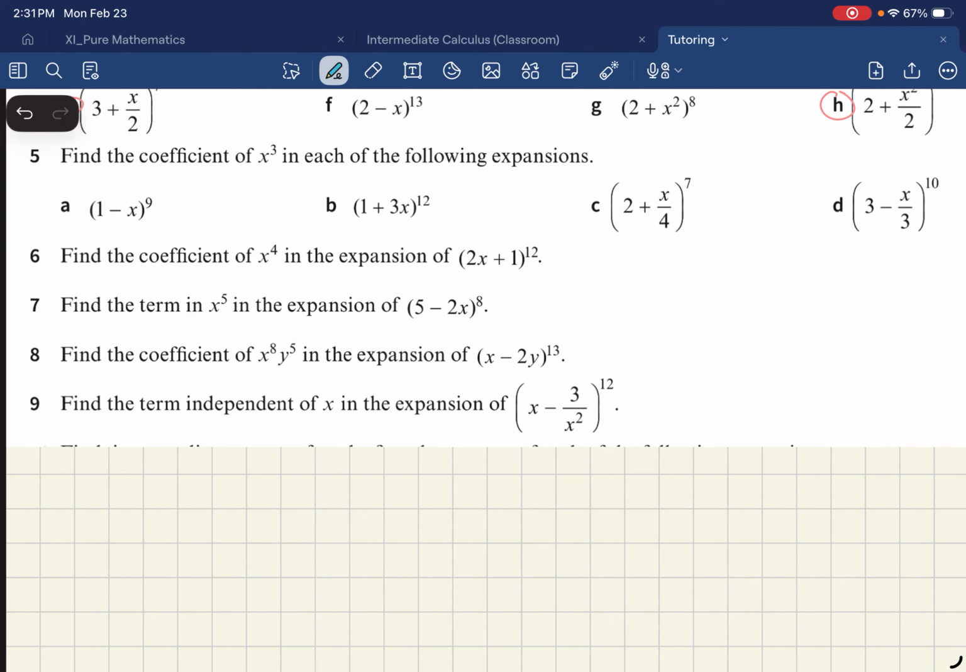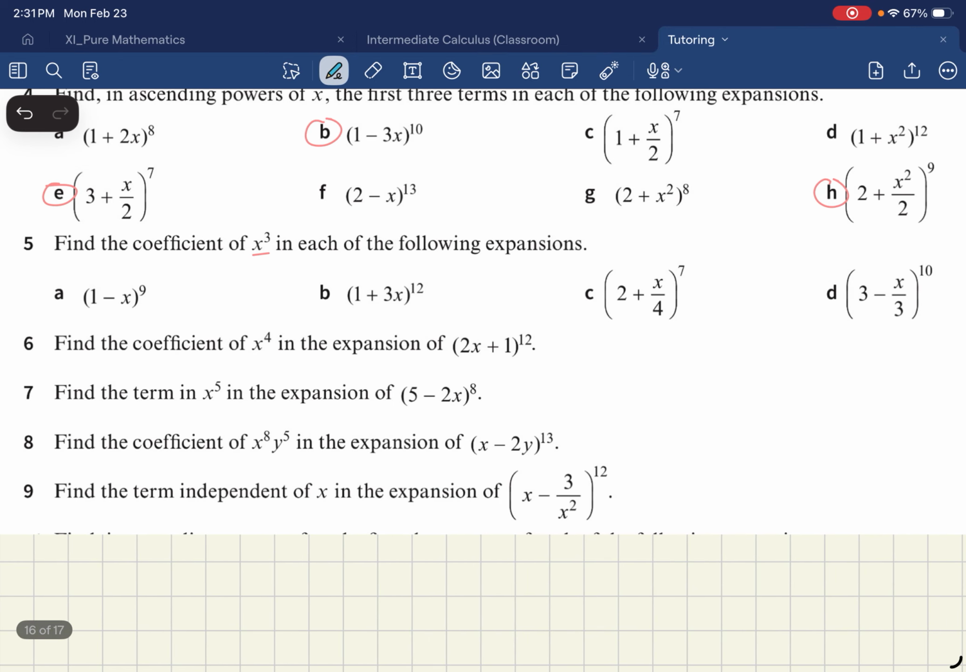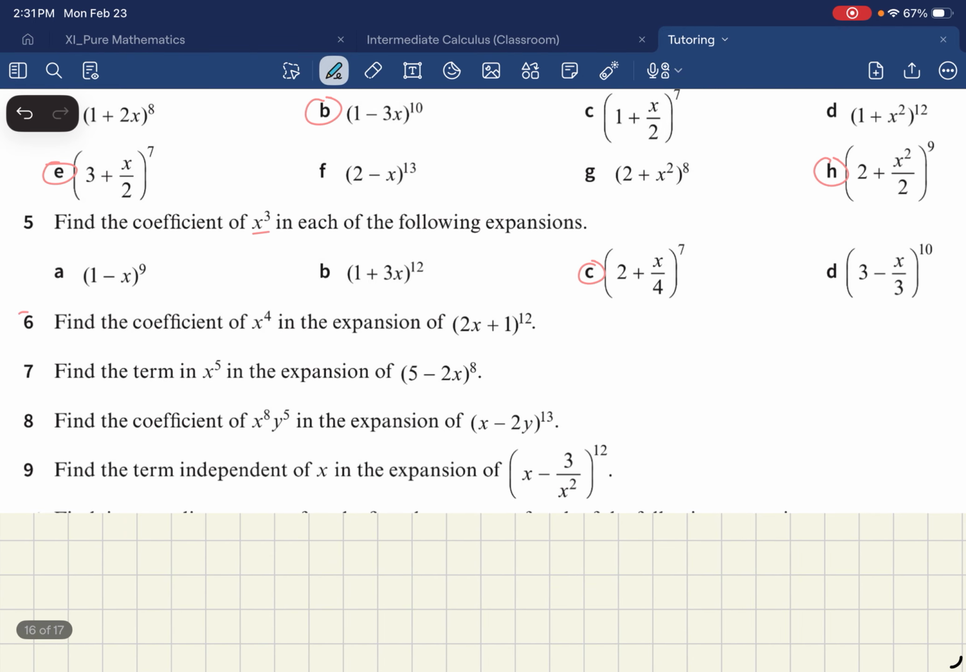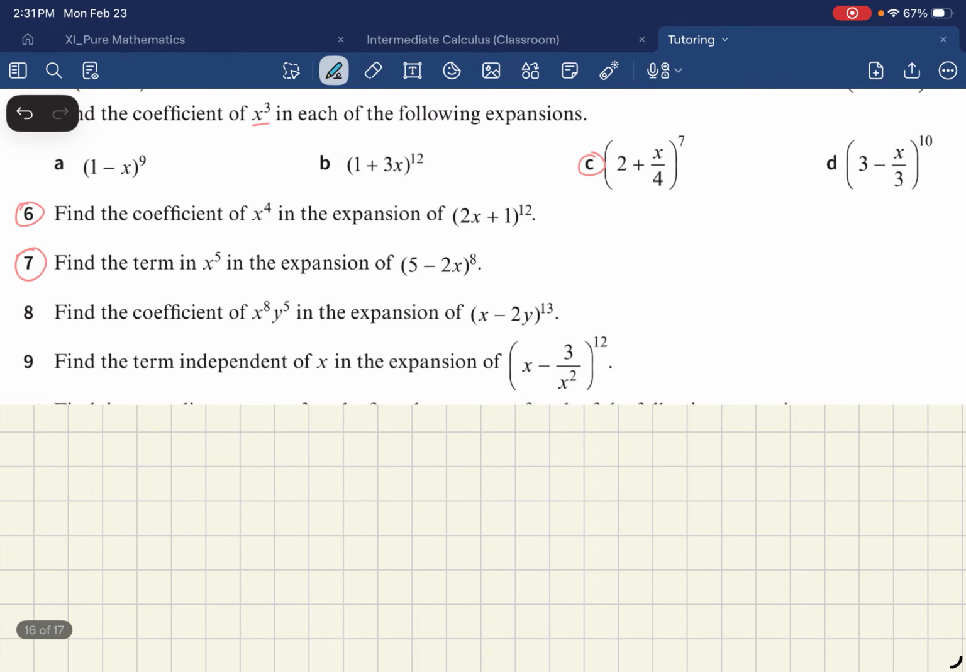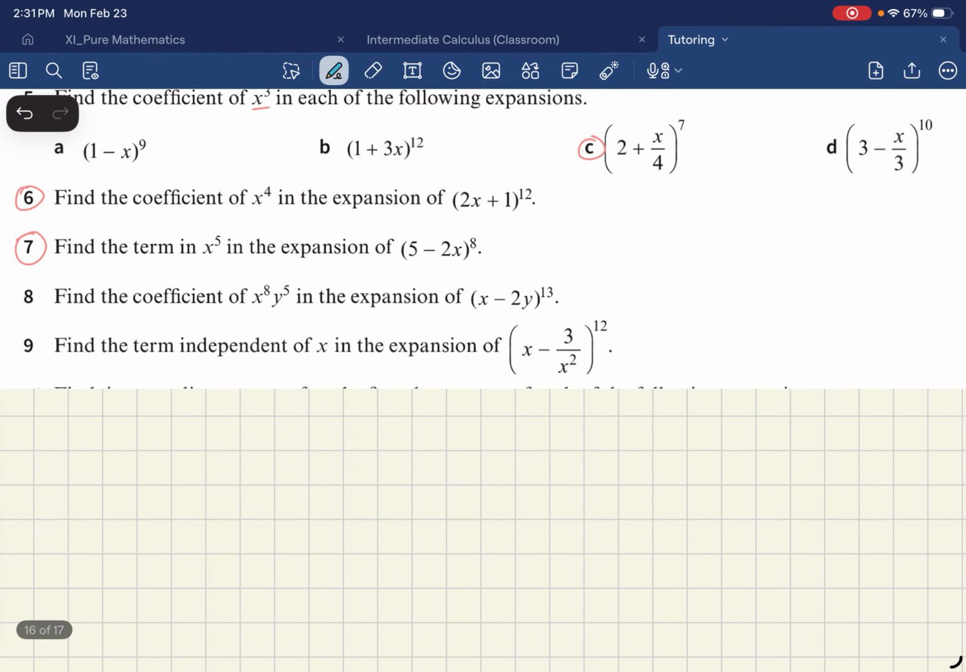So now it says find the coefficient of x cubed. So we're not going to do all of them. Let me do C, and I'll do 6 and 7, because that's essentially asking you the same type of questions. So I'll leave A, B, and D for you to try on your own. So find the coefficient of x cubed in each of the following expansions. So I am given the expansion of 2 plus x over 4 to the power 7.